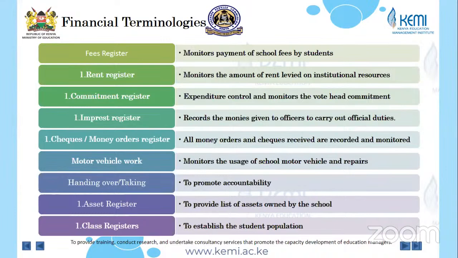And then we have asset register, which provides a list of assets owned by the school. Very important again, the asset register is very important. It is a way of ensuring that the public resources are kept well, and therefore there is that track record on knowing these assets. And then we have the class register.